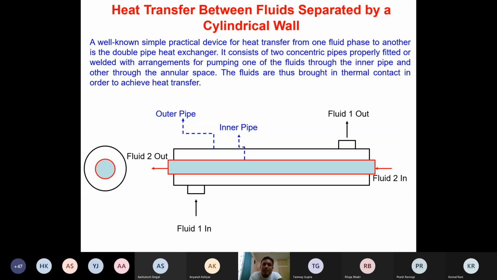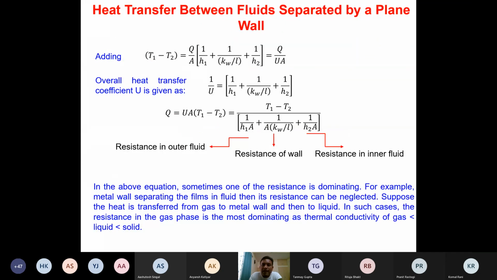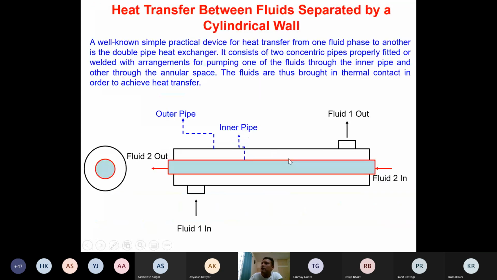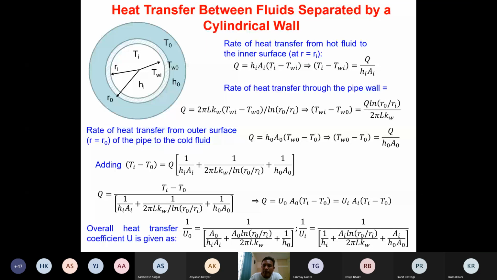Now let us look at the concept of the overall heat transfer coefficient when the heat transfer area is not constant. Remember, here the heat transfer area was constant, isn't it? So I can take this A in the numerator. This A is constant in all three layers. When A is not constant, when A is varying, that occurs when we are looking at cylindrical systems like the double pipe heat exchanger.